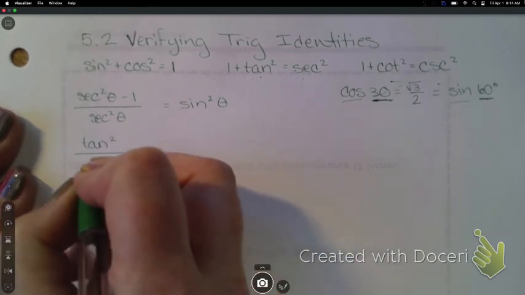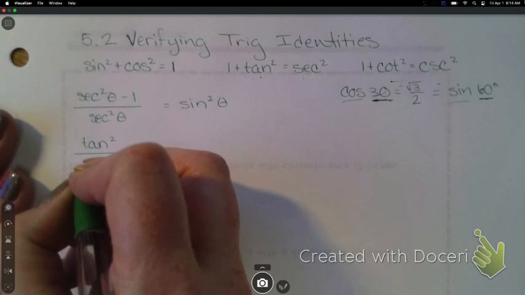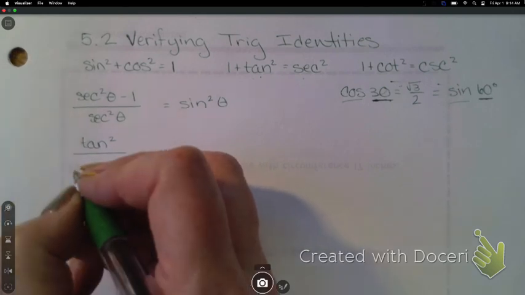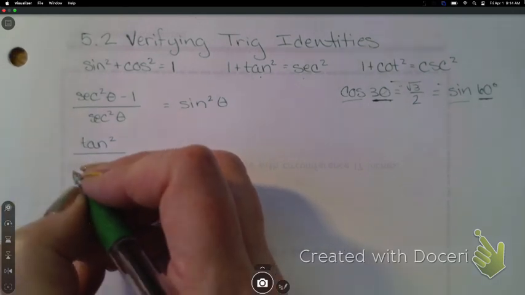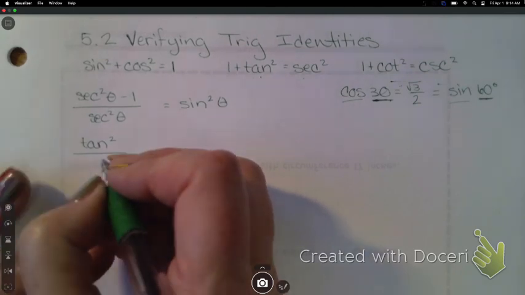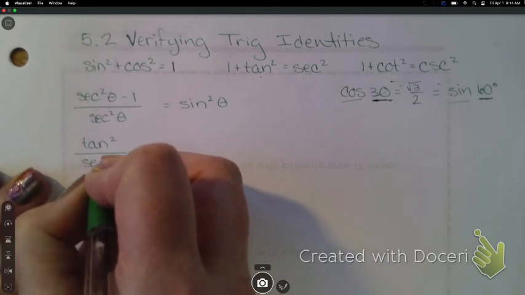I don't write the theta or the u or the x. I write it in the beginning and I write it at the end. If you want to write it every single step, that's fine, but it has to be at the beginning and it has to be at the end. Okay? And then I have secant squared.